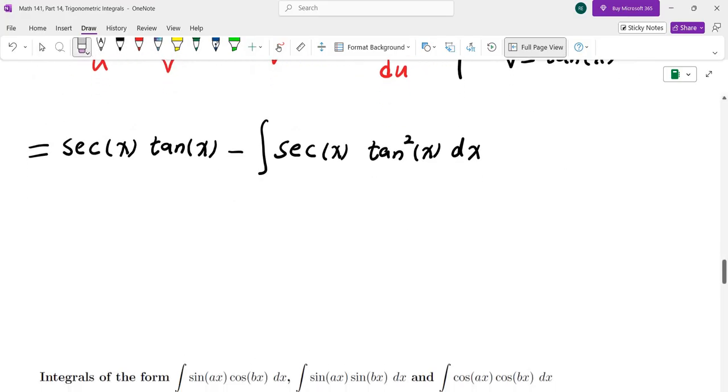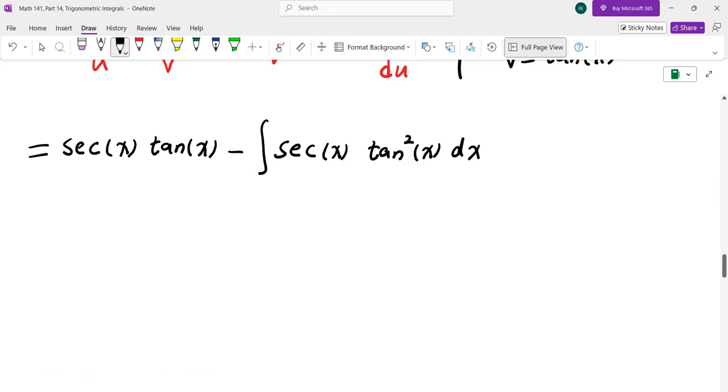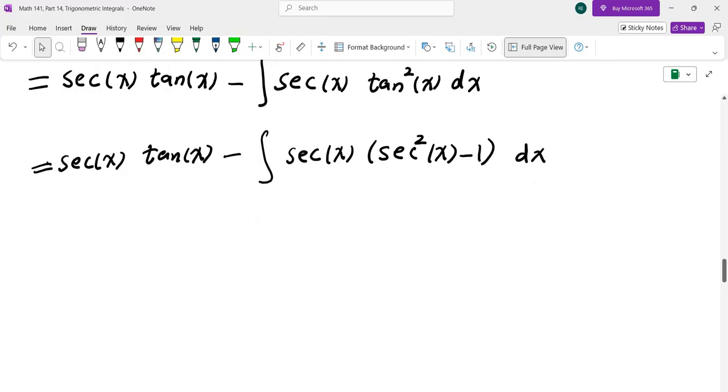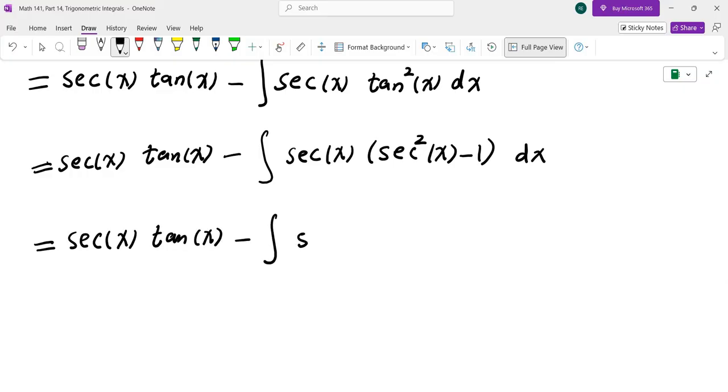So what's the strategy to deal with this situation? Well, what we're going to do is replace tangent squared with secant squared minus 1. And if we do so, then let's see what we get. We get secant times tan minus, let's distribute, integral of secant cubed of x dx. And then we get plus integral, because we have a minus sign here and we have a minus sign here. So we get plus integral of secant of x dx.